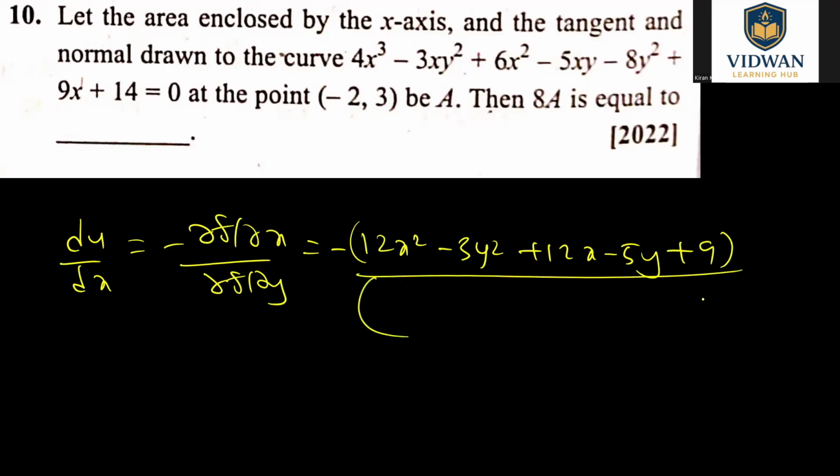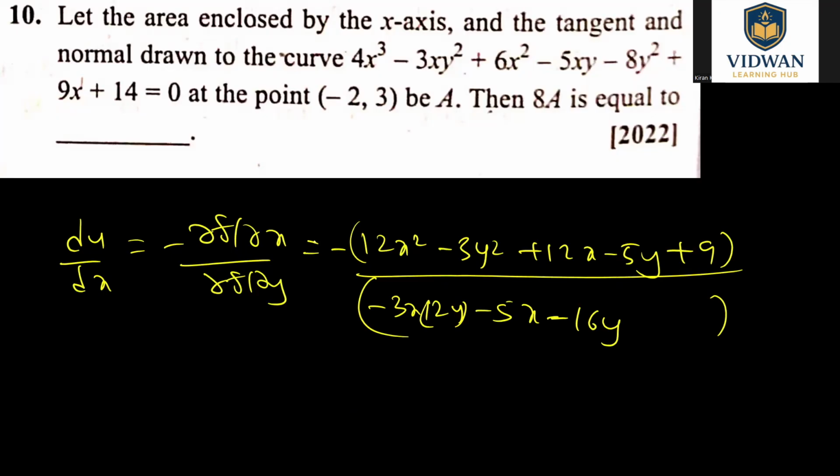And when you do dou f by dou y, we'll treat y as variable, x as constant. So for 4x cube, derivative is 0. And in 3xy square, 3x is constant. Derivative of y square is 2y. 6x square, derivative will be taken as 0. For minus 5xy, you treat minus 5x as constant. Differentiating y will give 1. Minus 8y square, derivative is 16y. 9x and 14, derivative is 0. So in the denominator, I treated x as constant. Numerator, I treated y as constant.